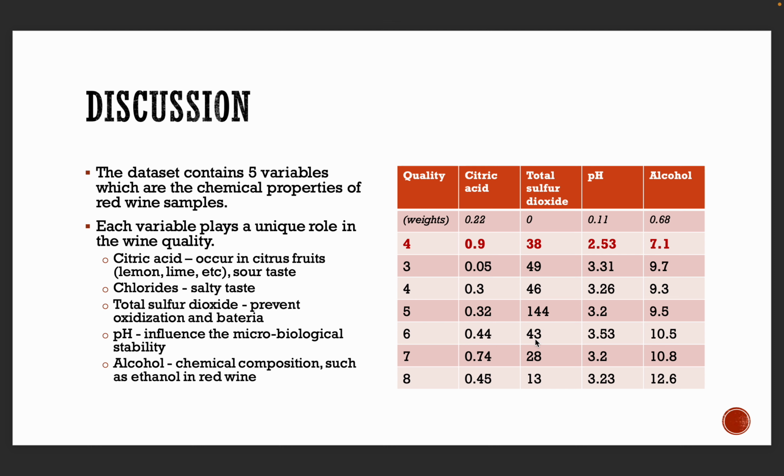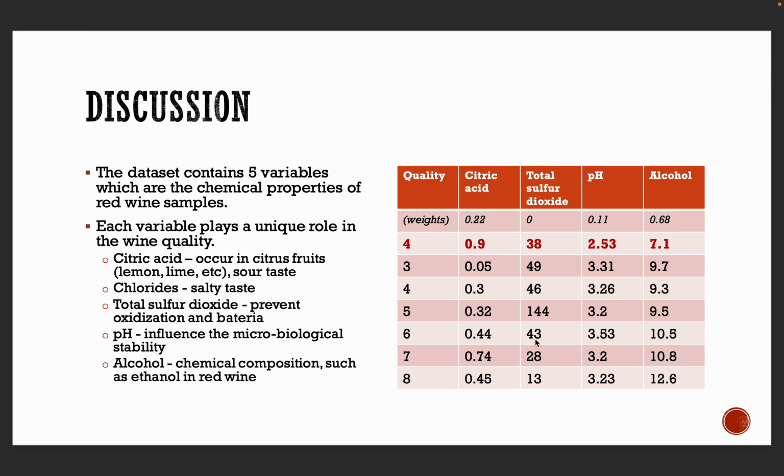Let's have some discussion on the model result. I gathered some samples for each quality level of the red wine and analyzed the role of each x variable in the wine quality. In particular, there are 2 x variables that have influence on the taste of the wine: the citric acid with sour taste, like lemons or lime juice, and the chlorides with salty taste. It's more likely that citric acid has a more important role.